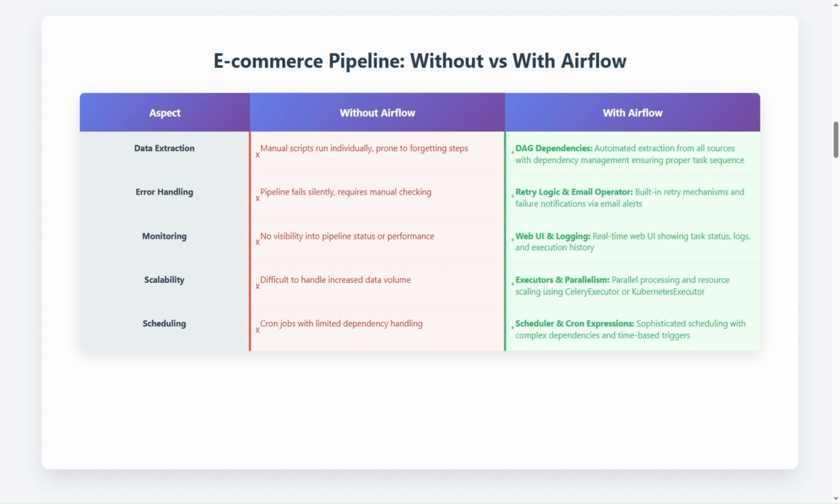Finally, scheduling. Without Airflow, you're stuck with cron jobs with limited dependency handling. With Airflow, you get sophisticated scheduling with complex dependencies. This is powered by Airflow's scheduler component that understands task dependencies and cron expressions for flexible timing. The difference is night and day.